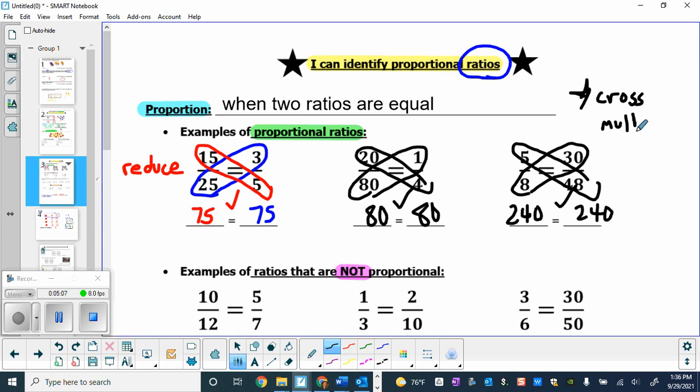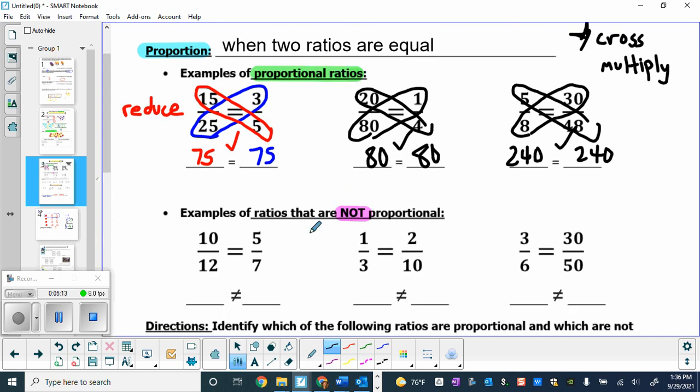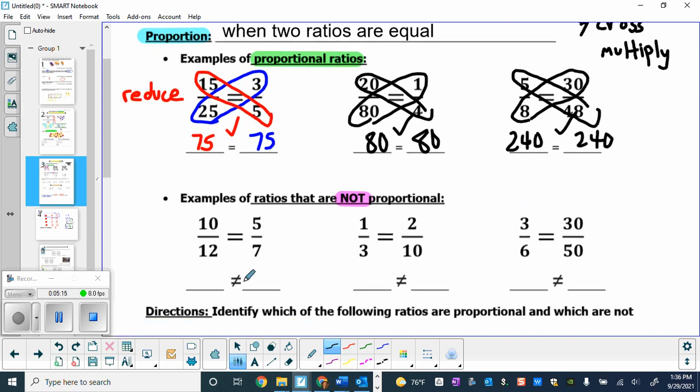I would write that down in your notes, just so that you know that cross multiplying is kind of the main strategy here. Now, if we cross multiply here, you'll see that the answers are not going to be equal, and that's what that symbol right there means. That means not equal. So if we do 12 times 5, most of you remember that that's a 60. It's okay to use a calculator if you need to. And then when you do a 10 times 7, we get a 70. So that's not proportional, okay?